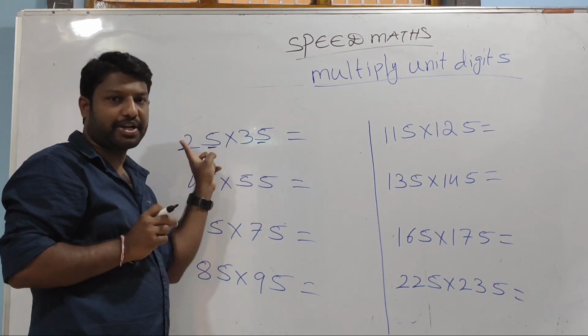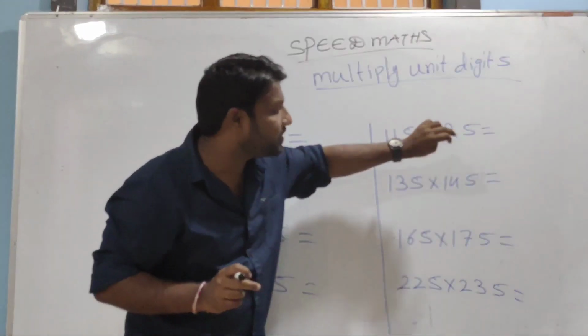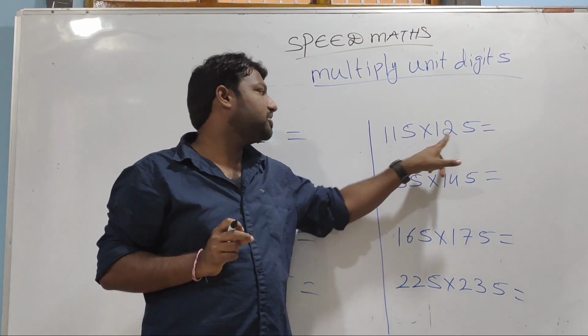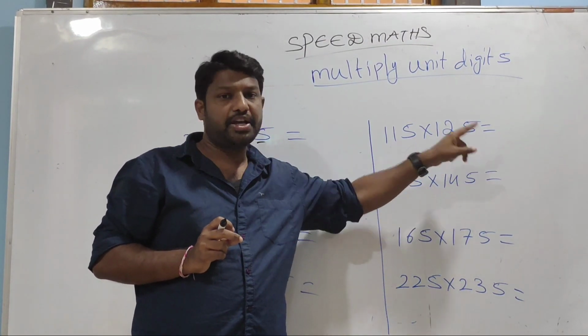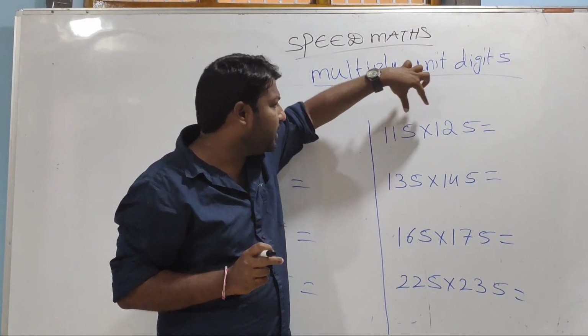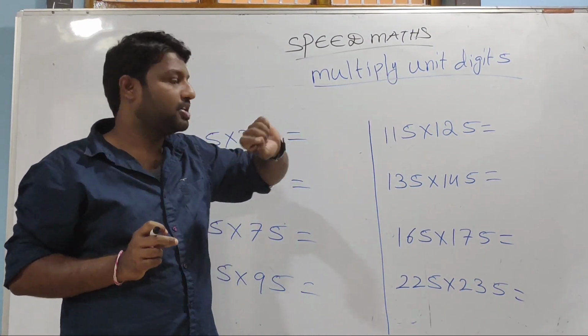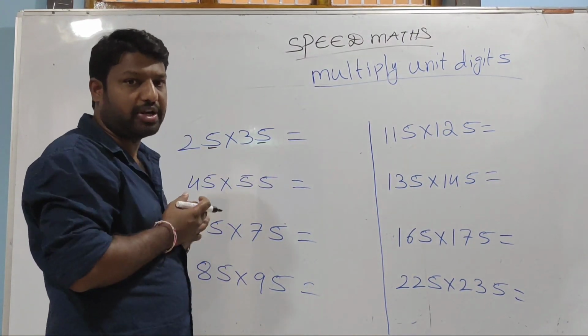See this, 25, 35 minus 25 is 10. Like this, 115 into 125. So the last digit is 5, the unit digit is 5, and the difference of these two numbers, 125 and 115, is 10. Yes. If this is the case, then how to do it directly?